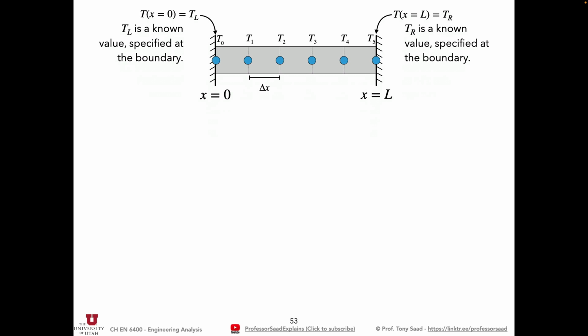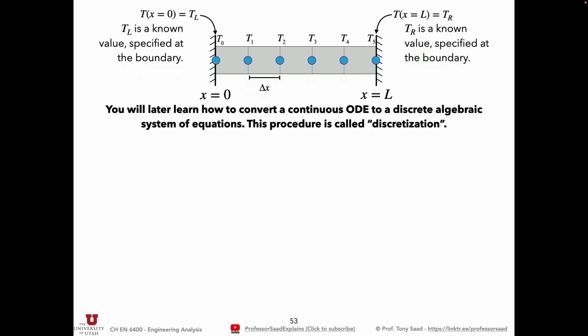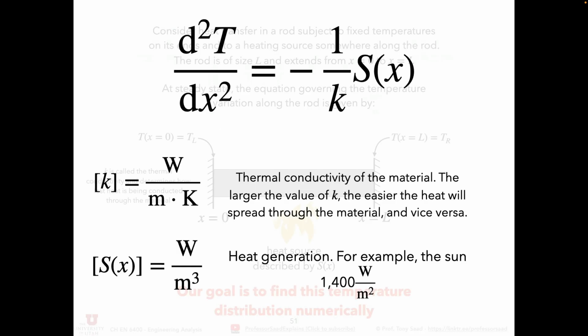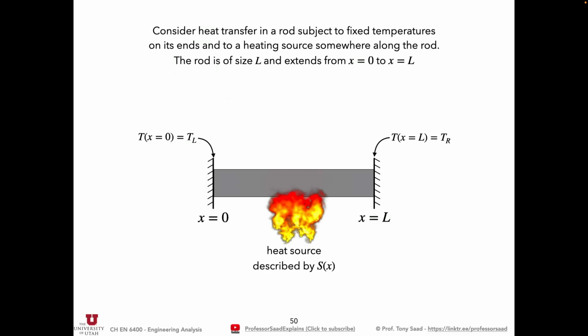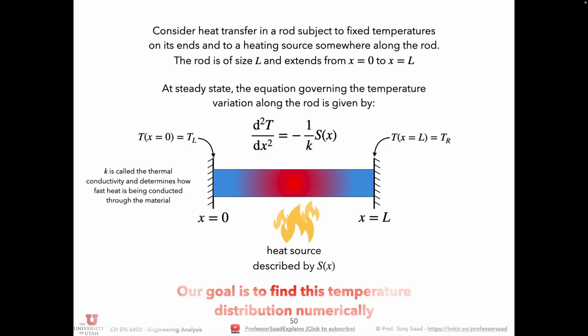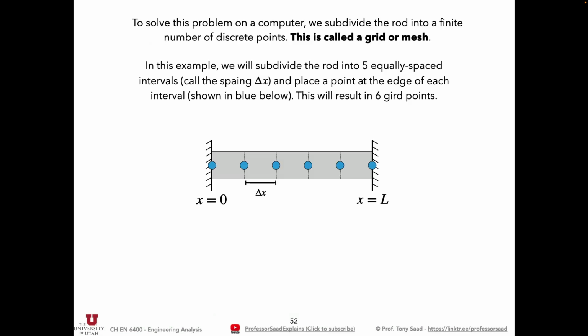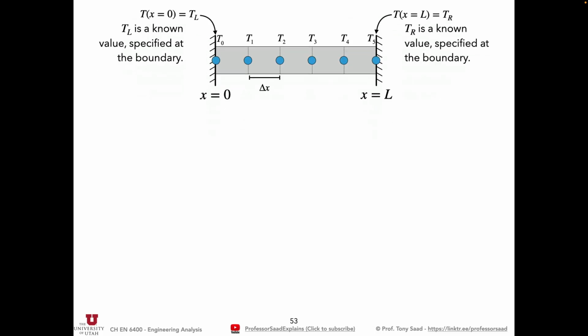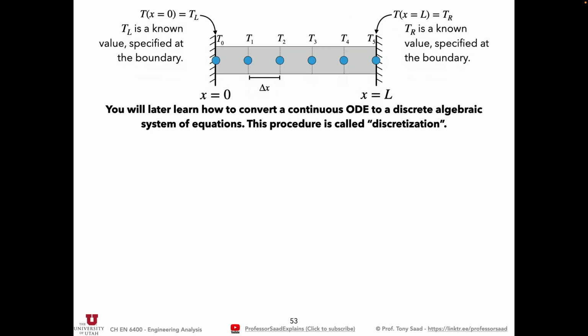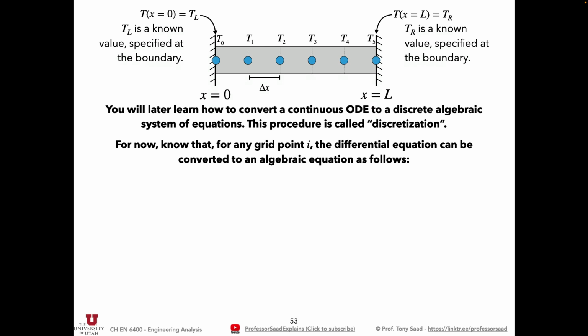Okay. Later, you will learn how to convert a continuous ODE, which is still that governing equation that we talked about, this guy over here. This governing equation applies everywhere inside this material. So this governing equation applies at every point, including specifically the discrete points as well. So later you will learn how to convert that equation into an algebraic equation at every point. I'm going to give you the recipe here, but I'll dig a little deeper later into how to do it, and we'll do it together.